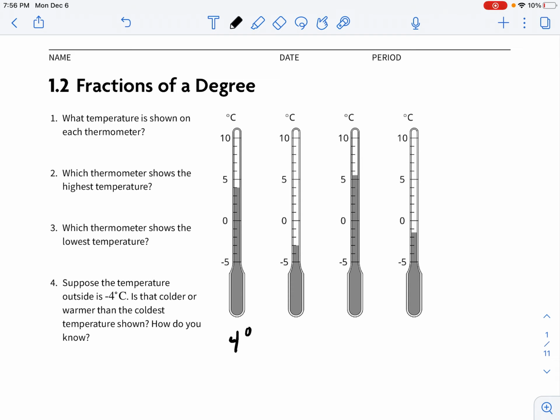This next one, it is 1, 2, 3 tick marks down after 0, so it'd be negative 3. Next one, it's about halfway in between 5 and 6. So that would be 5 1/2, or 5.5. And this last one, it's in between the negative 1 and negative 2, and I'd say right about halfway. This would be negative 1 1/2. Okay, which thermometer shows the highest temperature? That would be the 5 1/2 one, so that would be the third one.